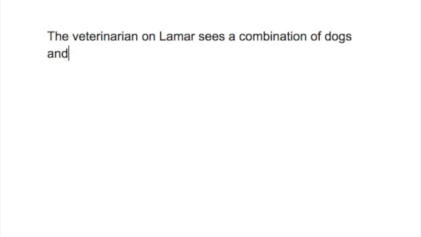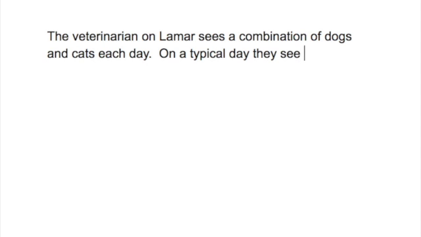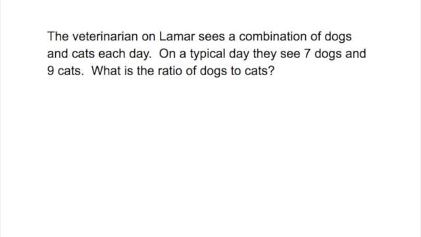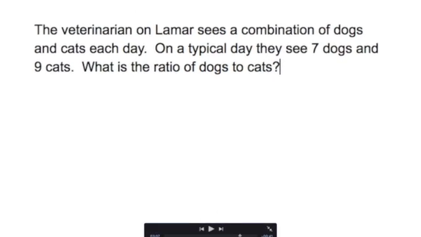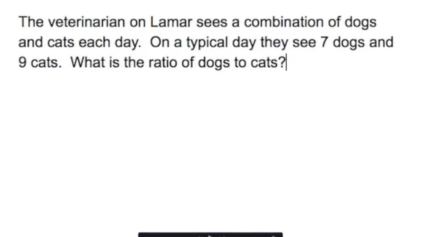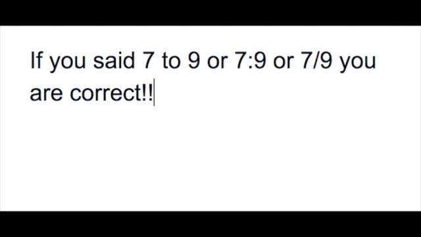Alright, how about this one? Let's try another one. The veterinarian on Lamar sees a combination of dogs and cats each day. On a typical day, she sees 7 dogs and 9 cats. What would the ratio be? Pause now and try this one. Hey, if you got 7 to 9, or 7:9, or 7/9, you are correct.